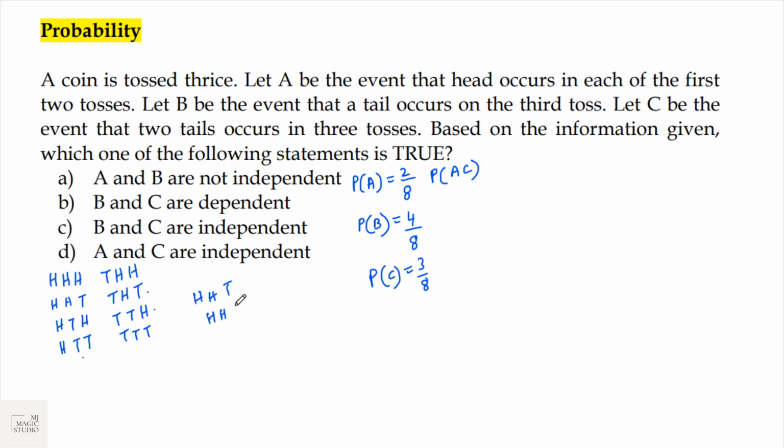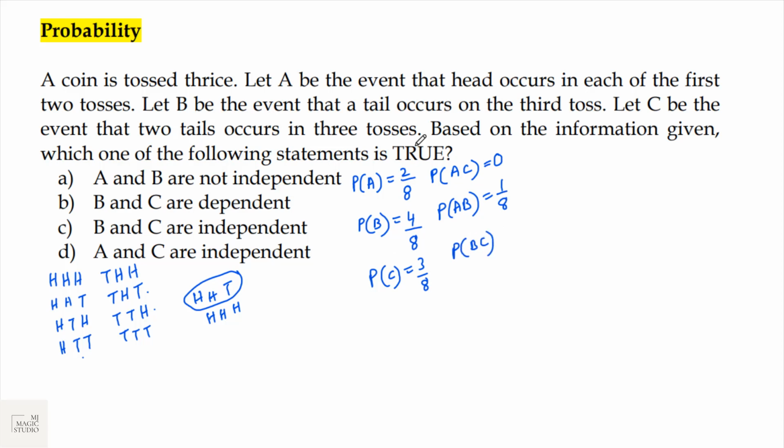We have got 2 cases. And C is 2 tails occur in 3 tosses. So we can see that there is no common outcome between A and C. That means probability of A intersection C is 0. Next, probability of AB. B is tail occurs in the third toss. We can see we have got one common outcome. So probability of AB is given by 1 by 8.